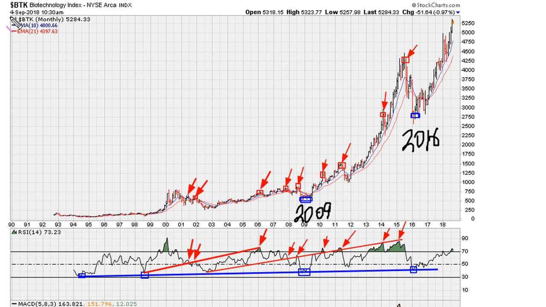What about for the current market as of the first trading day for September 2018, today being September 4th, 2018.